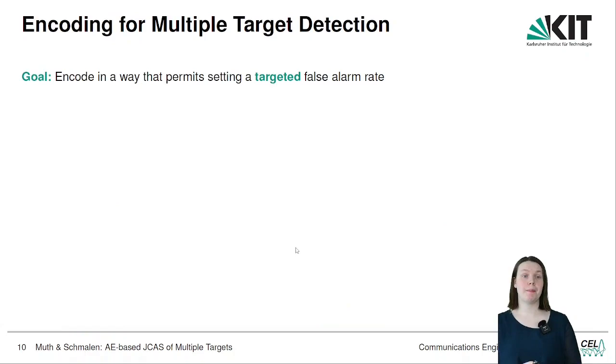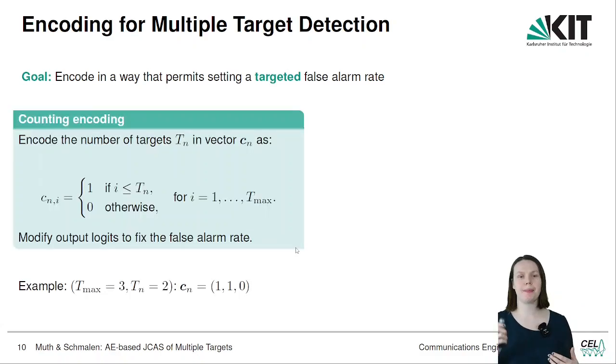Now we get to the next problem, which is that we want to set a targeted false alarm rate for our system. We don't want to just say, well, we know that we detect in 80% of the cases, but in 20% of the cases we have a false alarm. We want to fix one of these values and then train to a value as good as we can.